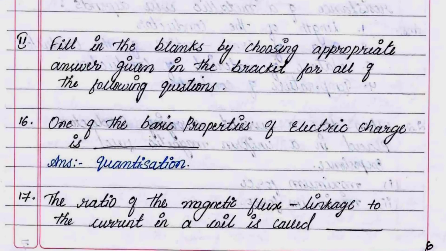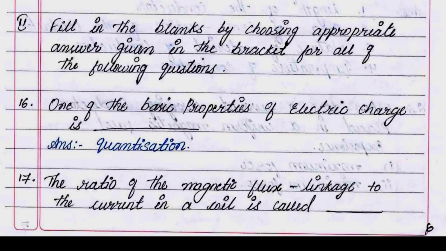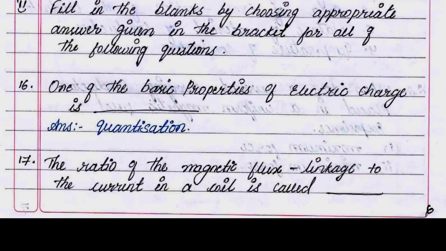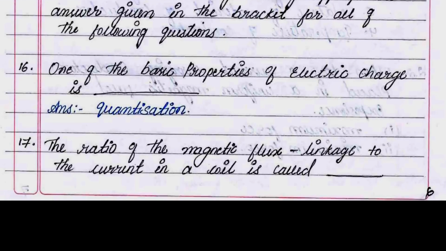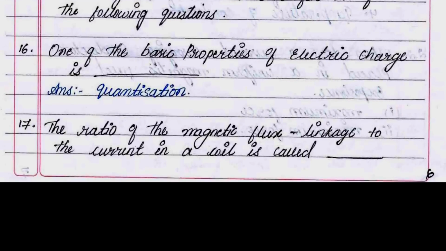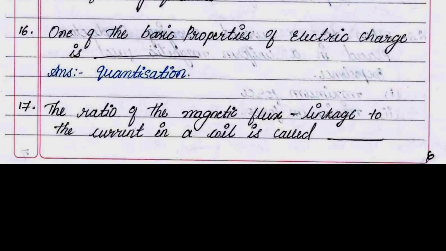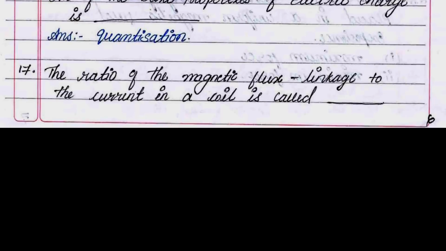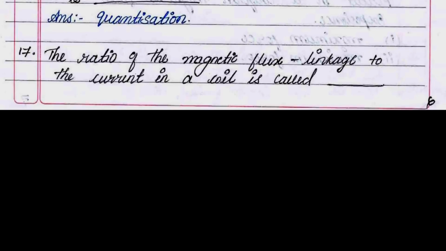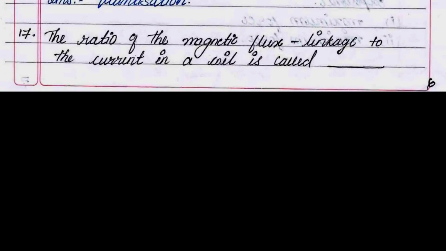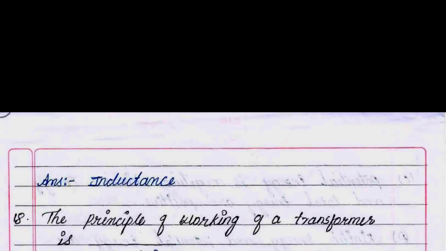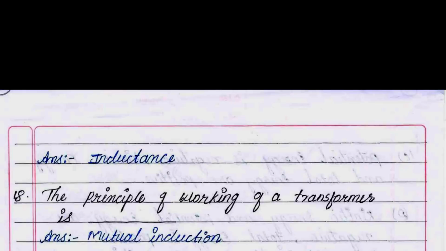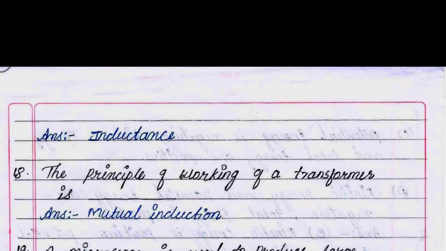Second, fill in the blanks by choosing appropriate answer given in the bracket for all of the following questions. 16. One Q, the basic properties of electric charge is dash, and the answer is quantization. 17. The ratio of the magnetic flux linkage to the current in a coil is called dash, and the answer is inductance.